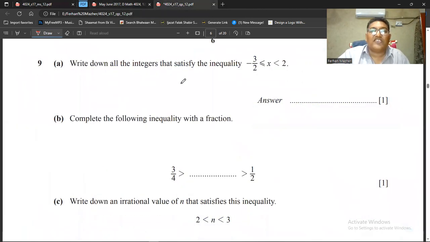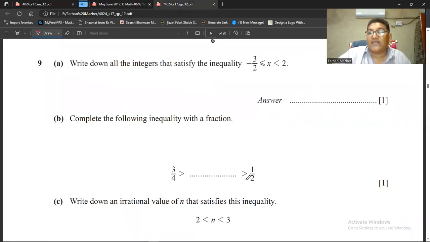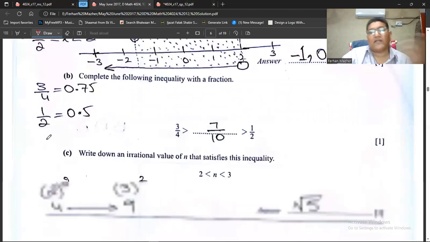Okay, question number 9, part B. It says complete the following inequality with a fraction: 3 by 7, and the fraction which I want to write here is less than 3 by 4 and greater than 1 by 2. You know, 3 by 4 means 0.75 and 1 by 2 means 0.5. So there is some fraction which is more than 0.5 and less than 0.75. For example, an easy guess is 0.7, which is 7 by 10. So I can write here 7 by 10.